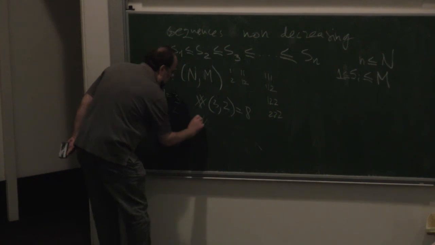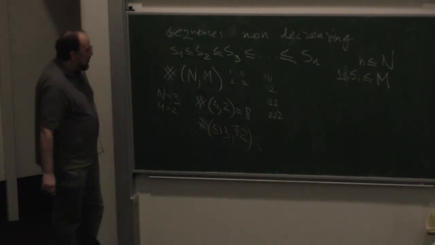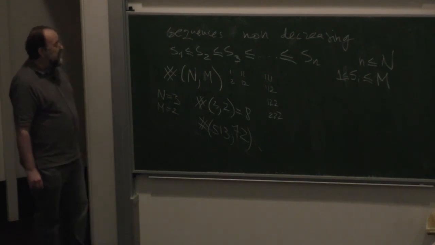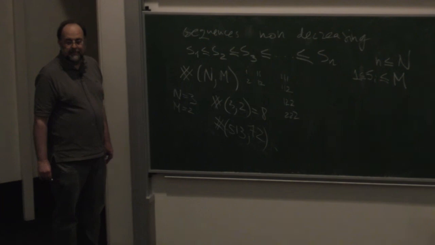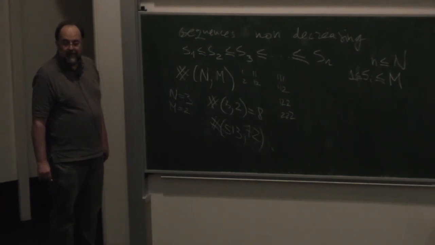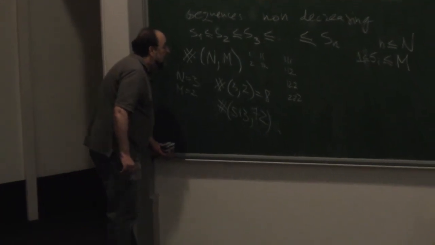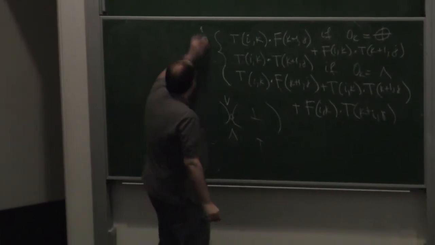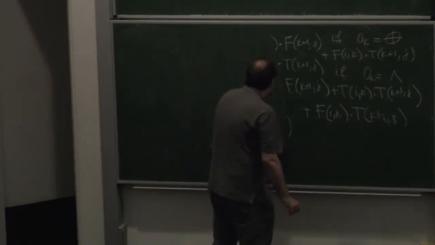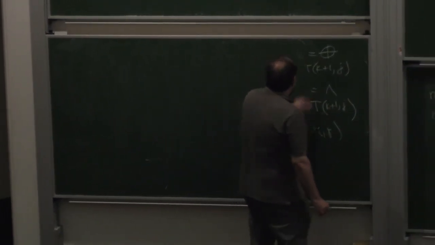Now, the question is, what is the answer for 513 and 72? Of course, it will be a gigantic number, but how would you compute it recursively using dynamic programming in a simple way? Is it possible to come up with a two-dimensional recursion? Two-dimensional recursion, very good, because we have two variables.